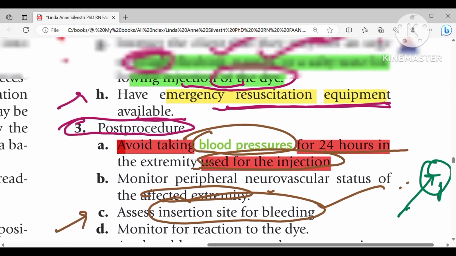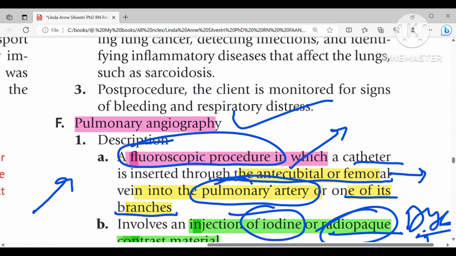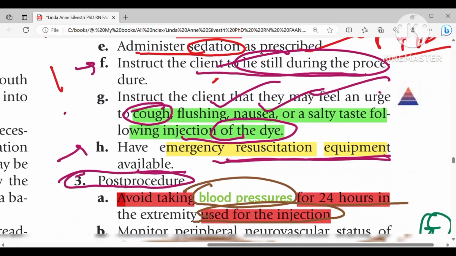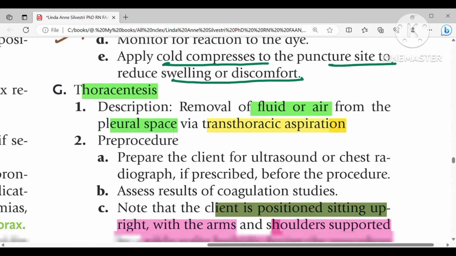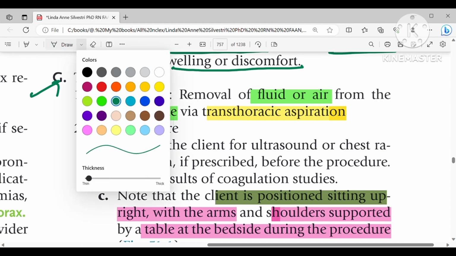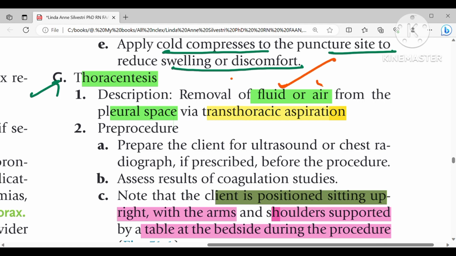So this is the fluoroscopic angiography or pulmonary angiography, we can say this is a pulmonary angiography. Next one is thoracentesis. So what is thoracentesis? Thoracentesis is the removal of fluid or air from the pleural space.